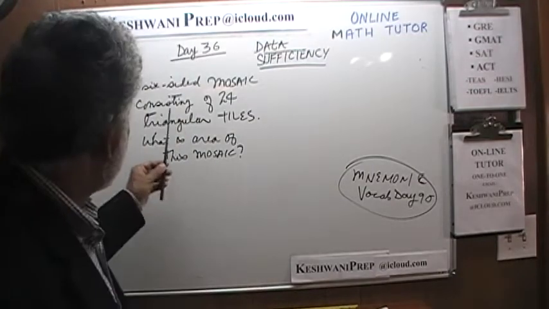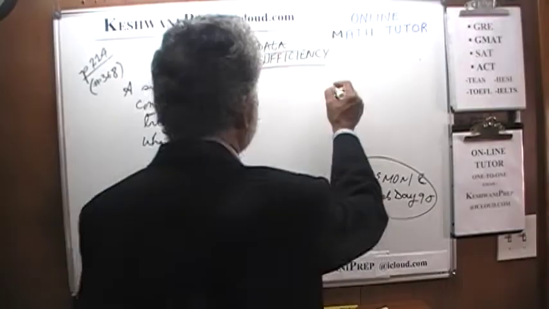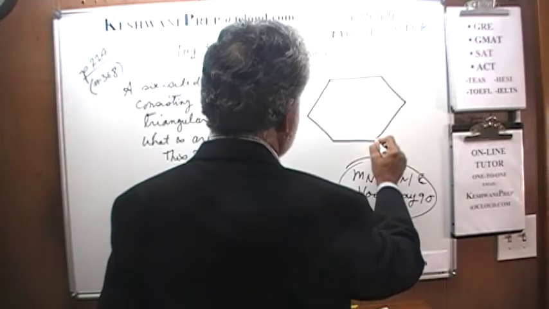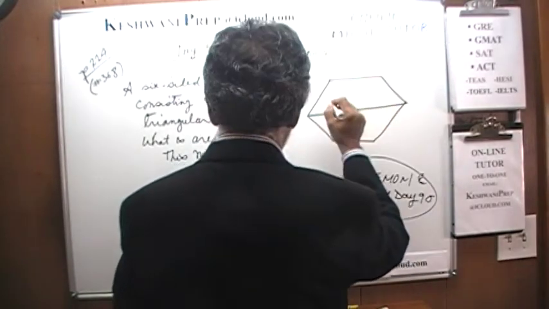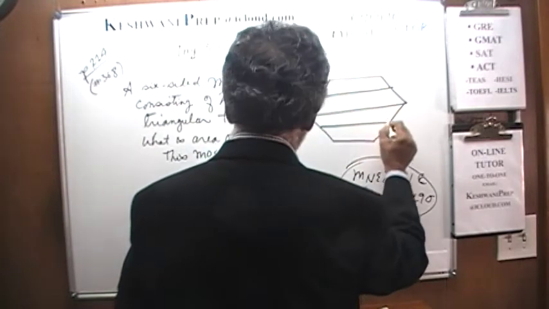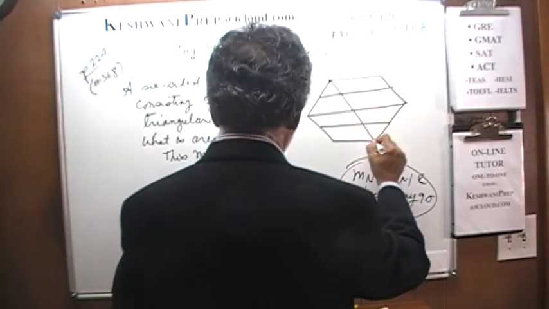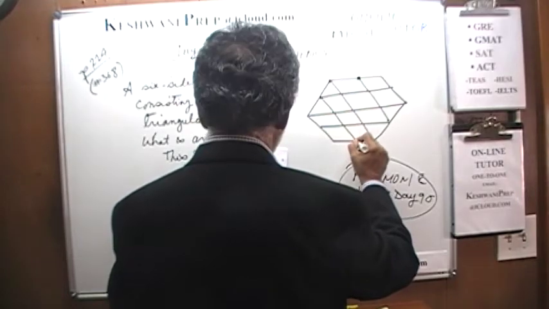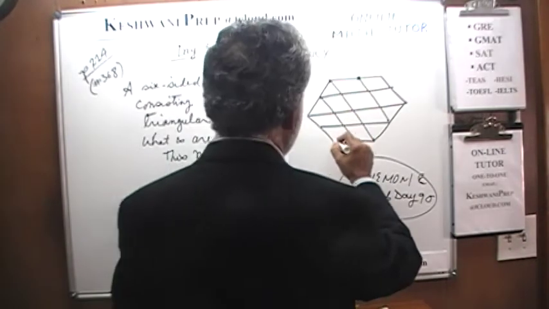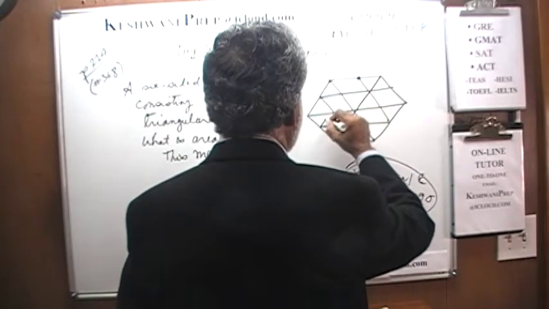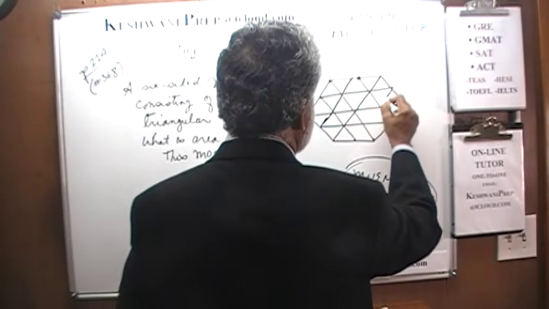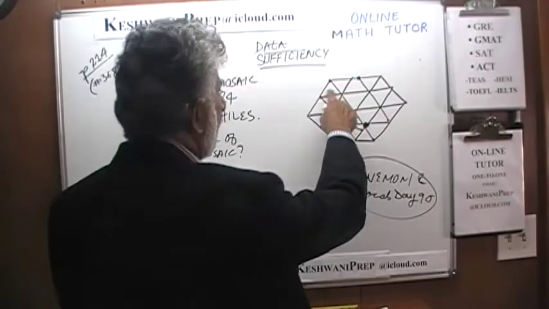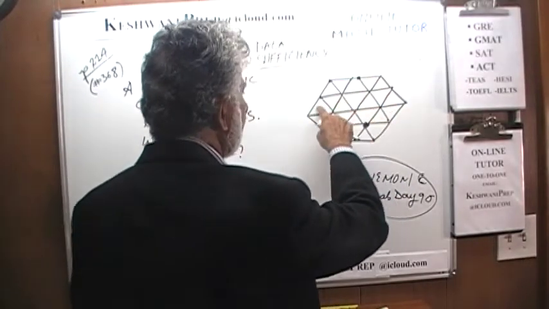Let's put down the six-sided mosaic that we have here, which looks something like this. As best as we can, okay? I'll do my very best. I hope I did the right job. Something this way. That's it. And if you count, you will see that there are 1, 2, 3, 4, 5, 6, 7, 8, 9, 10, 11.